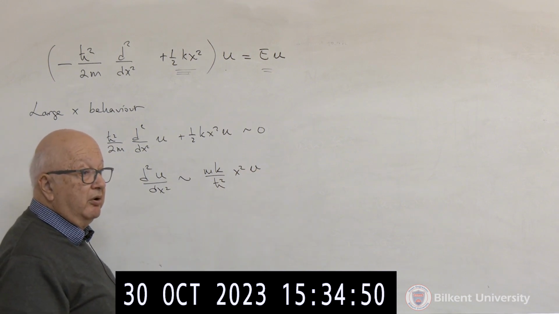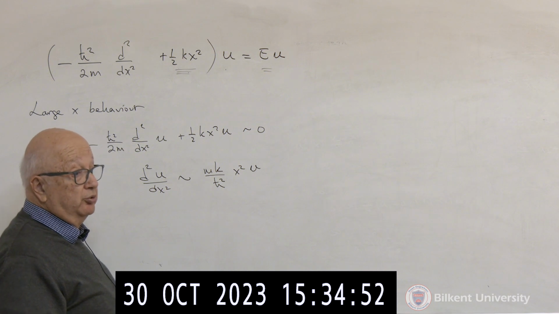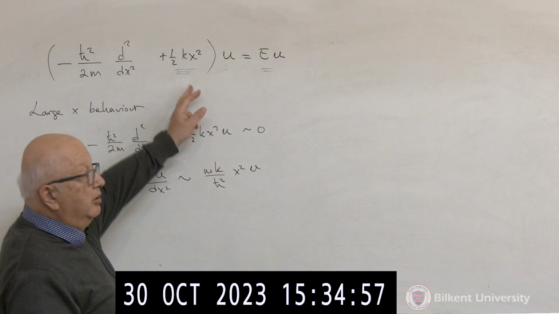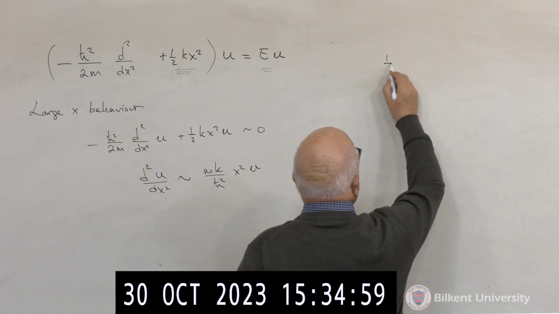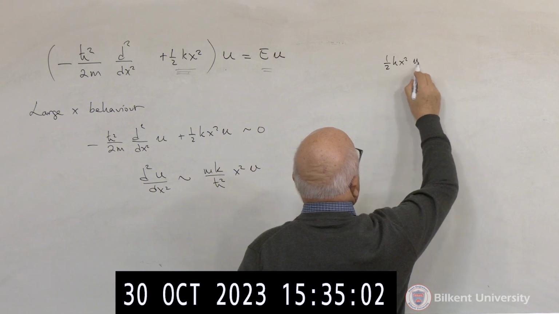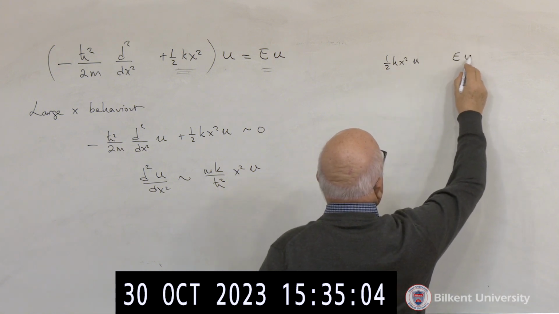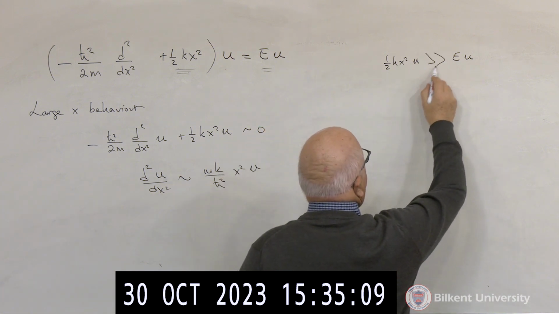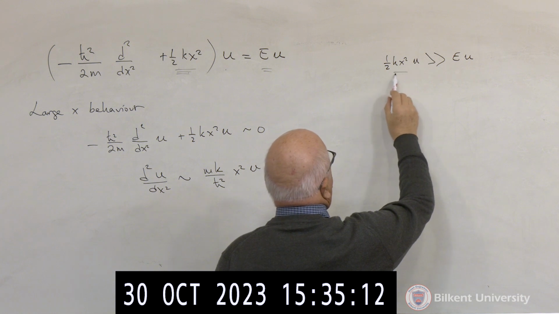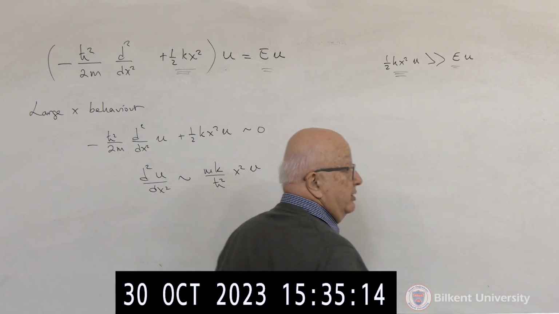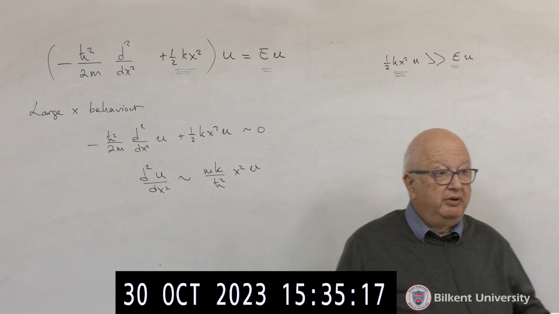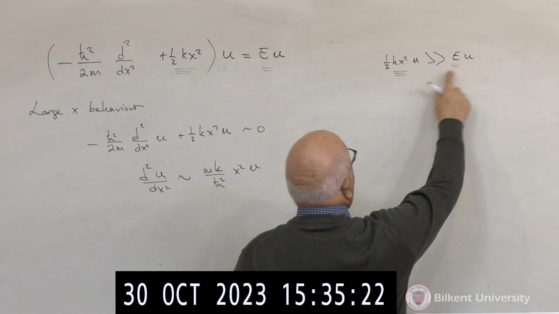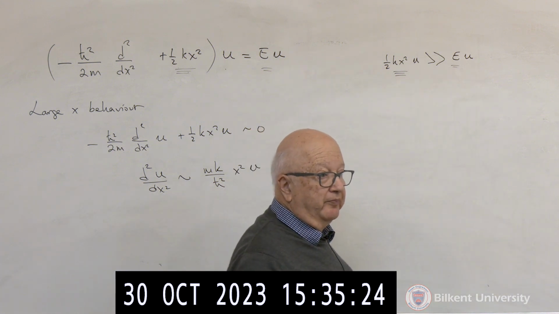Yes? It doesn't go to 0. It becomes much smaller compared to this term. Okay, so I have two terms. One of them is 1 over 2 k x squared u. The other one is E times u. For very large x, this is going to be much larger than that because x squared is going to grow, where E is a constant and will have a certain value. So I neglect this term compared to this one. Okay?